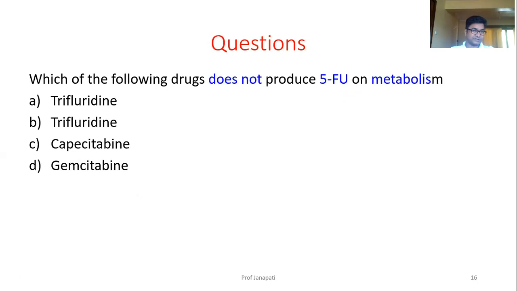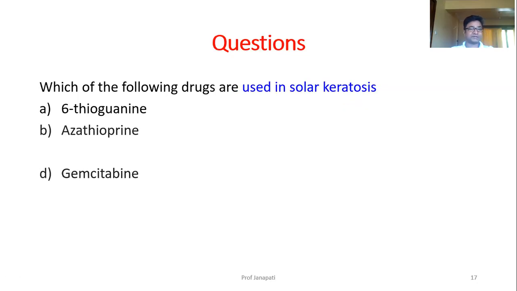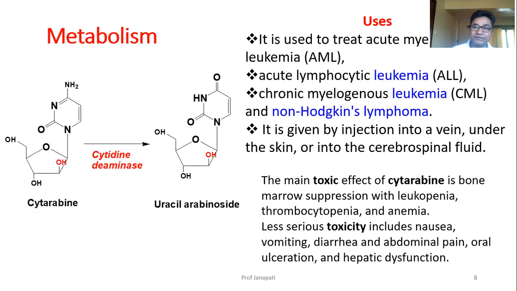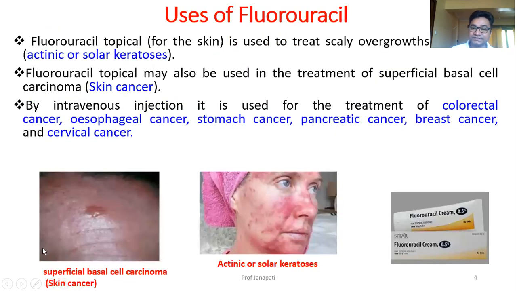Next, you can see it. Which of the following drugs is used in solar keratosis? That is fluorouracil. I told you this is given in the form of an ointment. If you can remember, fluorouracil can be given in solar keratosis.